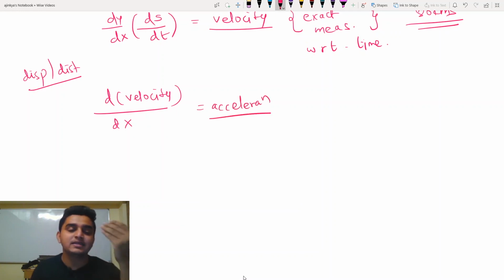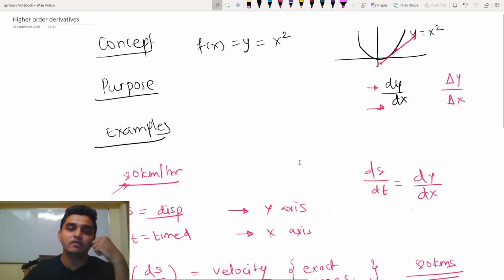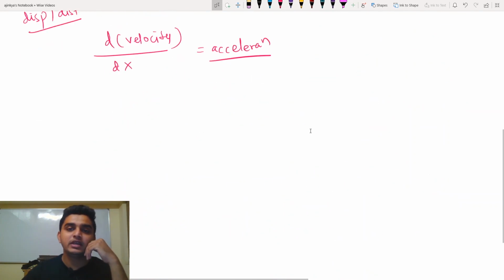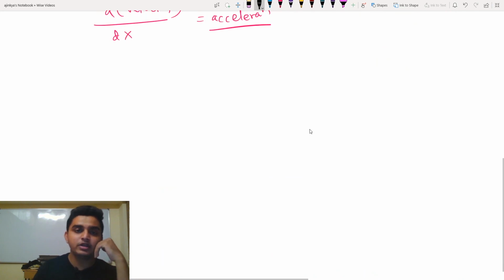So once you accelerate more, it necessarily means that we have more velocity in our car, and this is the exact meaning we have in higher order derivatives. It is nothing but when you take a function, let's say it is x or y or anything. When you take dy upon dx, you are necessarily differentiating the function y with respect to x.